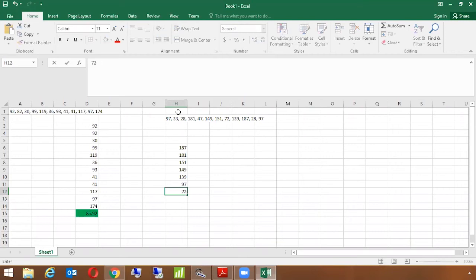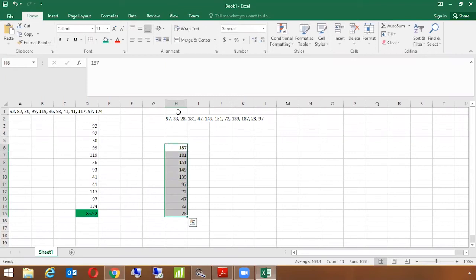Then we have 47. Then we have 33. Then we have 28. Okay, so I need to calculate the median over this one. It's very, very simple. Let's see how many values we have. We have 10 values.